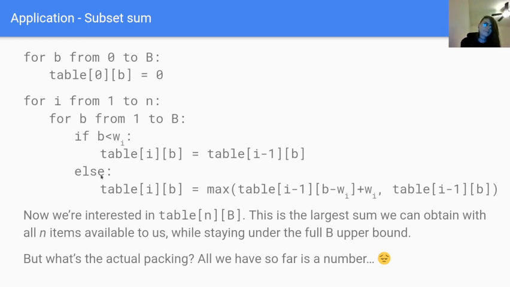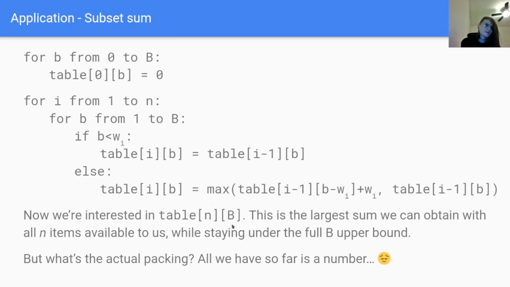The other case here is that there is room for it. So we just have to take the max of these two. It's the same as from the recurrence. It's just copying it over into code. I've already explained it. Now, as I mentioned, you are interested in table sub n sub capital B.